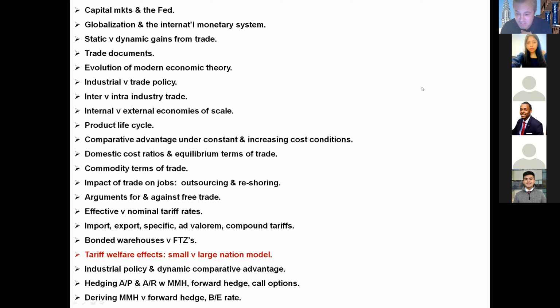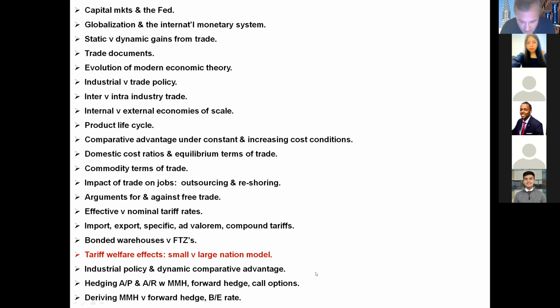But like I said, this is a list of all the key things that we've talked about, from capital markets and the Fed, globalization, static dynamic change, trade documents. I'm not going to go through all of them, but it's everything that we've done, all the way down to trade effects, small versus large nation model, to hedging, accounts payable, accounts receivable with a money market hedge, forward hedge, call options. If you eyeball this for a moment, look at if there are any questions, tell me if you have questions.